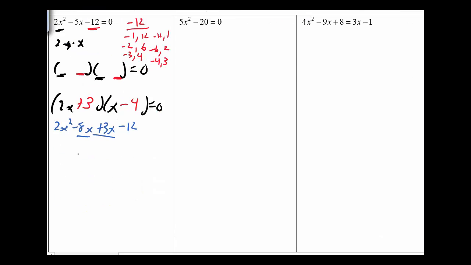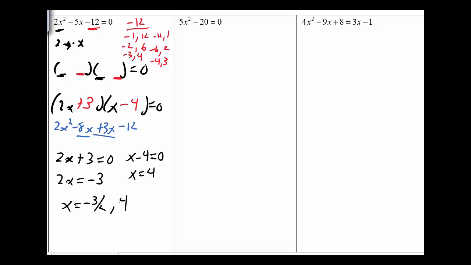Okay, so according to the zero product property then, I can take the expression 2x plus 3 and set it equal to 0. And then I can take the x minus 4 and set it equal to 0. Okay, well the 2x plus 3, I want to bring that 3 over. And so I get negative 3 halves. And here I want to bring the 4 over, and I get 4.